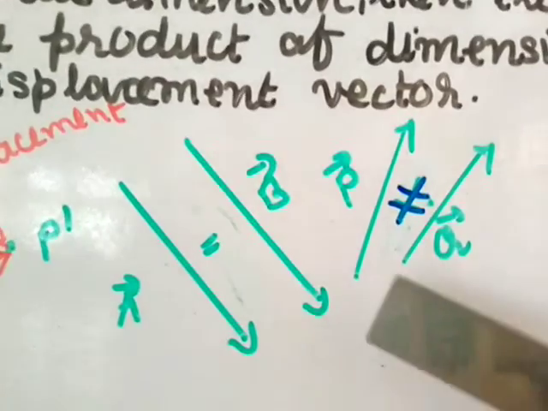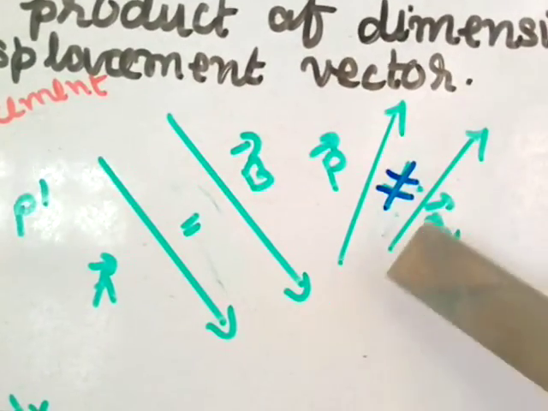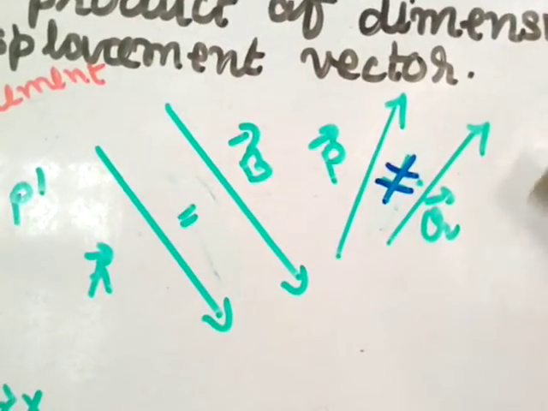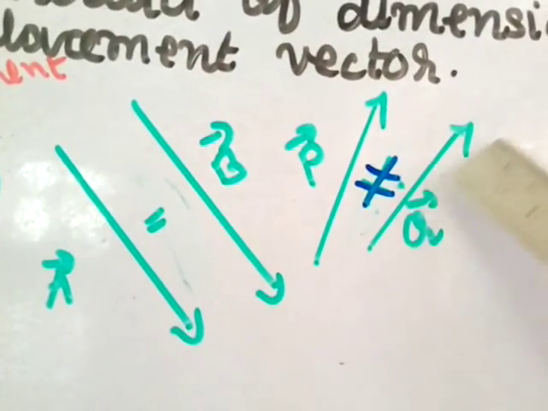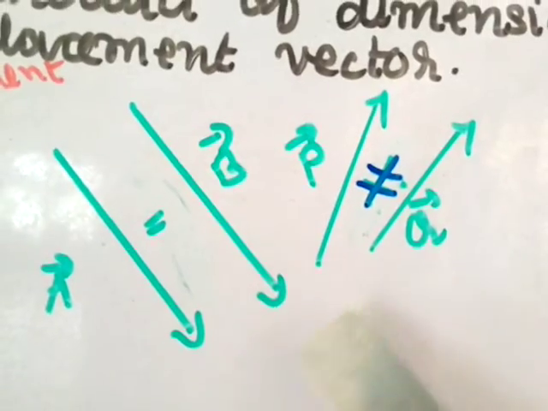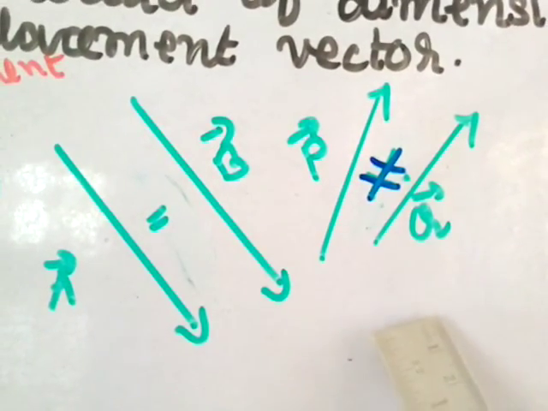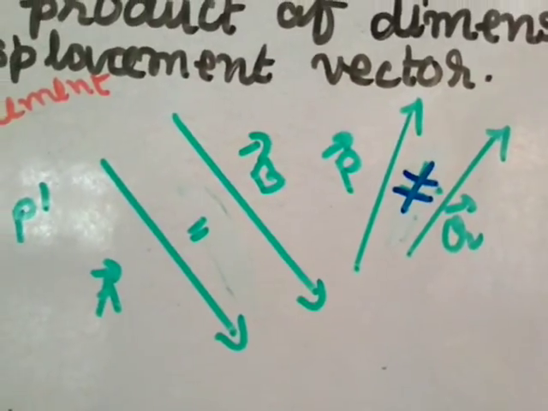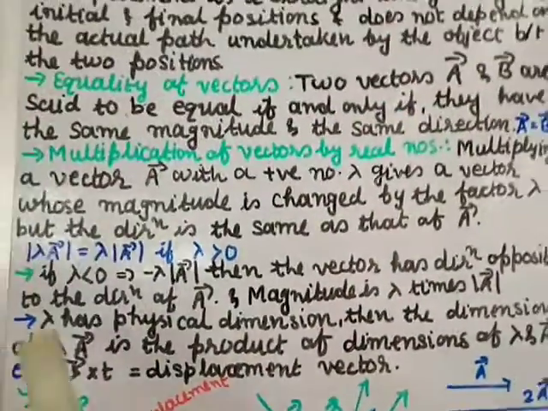In this you can see vector P is going over here and vector Q is going this side, tilted from the same direction, and you can see the length of Q is smaller than the length of P, so we can say vector P is not equal to vector Q. So it should have the same direction plus the same magnitude, then you call those two vectors equal vectors.